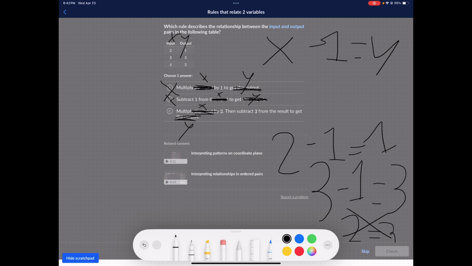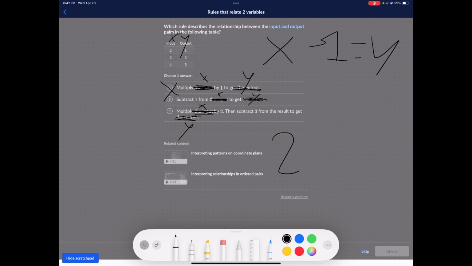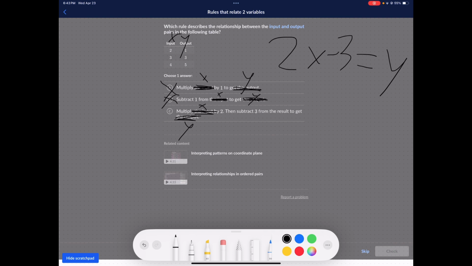So it's probably going to be C, but just to confirm, we might want to check to make sure that Khan Academy didn't make a mistake. That they did not. So multiply x by 2, so that's 2x, and then subtract 3 from the result to get the output. So this is our equation here. Let's try it out.